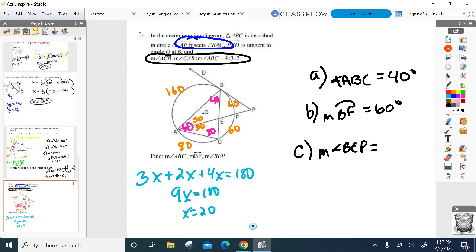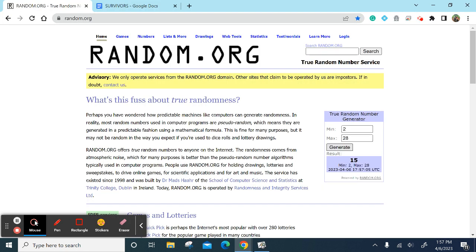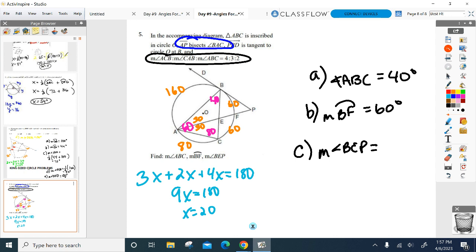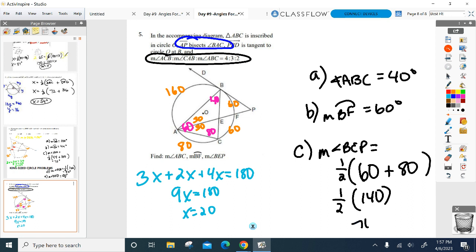So B to E to P. Central angle? No. Inscribed? No. So then it's got to be a floater. All right, what arc does it belong to, John? BF. Which is how many degrees? 60. And what about its vertical angle's arc? 80. And there you go. I'm not done talking yet either. Half of 140, so that's got to be 70 degrees, right?